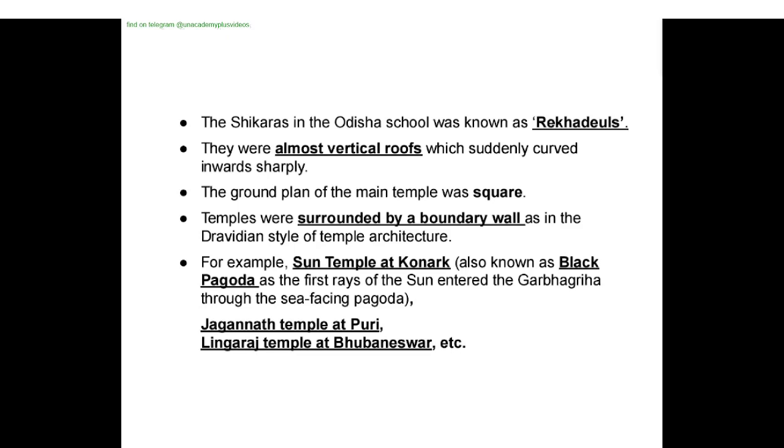For example, the Sun Temple at Konark, also known as the Black Pagoda, as the first rays of the sun entered the Garbhagriha through the sea-facing pagoda. Jagannath temple at Puri and Lingaraj temple at Bhubaneswar are the examples of Odisha school of Nagara style.